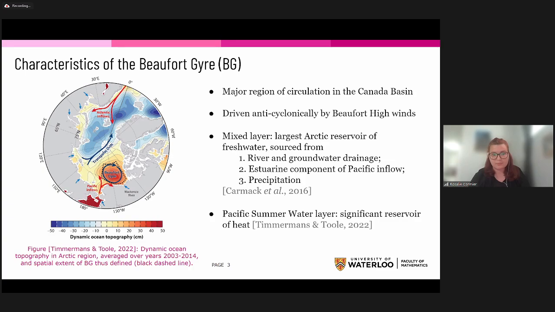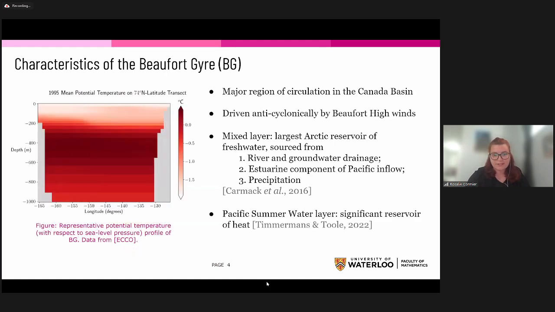So the first is that the mixed layer of the Beaufort Gyre constitutes the largest reservoir of freshwater in the Arctic Ocean, and this comes from a variety of sources, but principally from river and groundwater drainage. The second feature of the Beaufort Gyre that's very important to Arctic climate is that below the mixed layer, and really below the gyre circulation itself, the Pacific summer water layer of this region stores large amounts of heat.